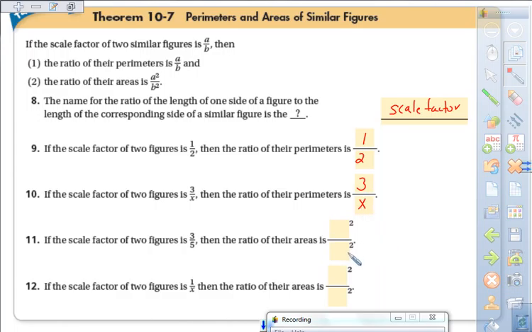Number 11, if the scale factor of two figures is 3 to 5, then the ratio of their areas is 3 squared to 5 squared. So we would say 9 to 25. If the scale factor of two figures is 1 to x, then the ratio of their areas is 1 squared to x squared, which reduces to 1 to x squared. So make sure you remember that relationship today.